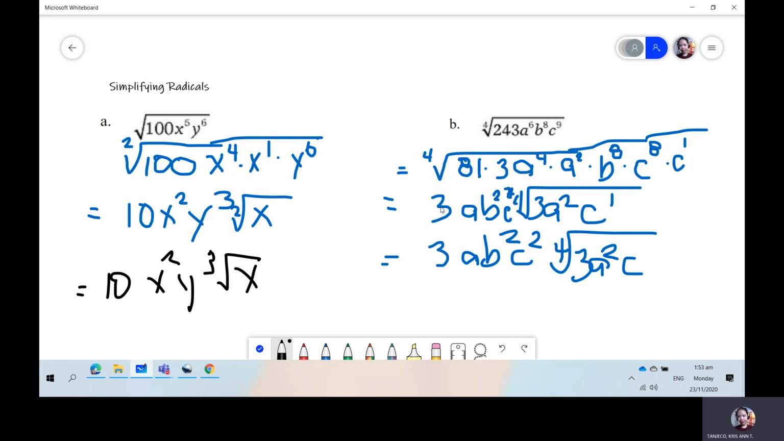The fourth root of 81 will be 3. A raised to the fourth, or the fourth root of a raised to the fourth, is a. B raised to the 8, or the fourth root of b raised to the 8, is b squared. We simply divide the given exponent by the nth root. 8 divided by 4, that is 2. And the remaining numbers that are not divisible by 4 will remain inside the radical symbol. So the fourth root of 3a squared c raised to the 1, or simply we can just write it as 3ab squared c times the fourth root of 3a squared c.